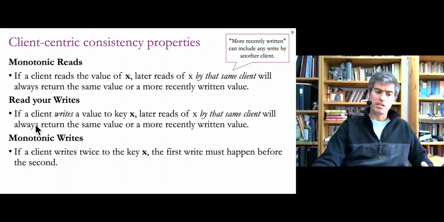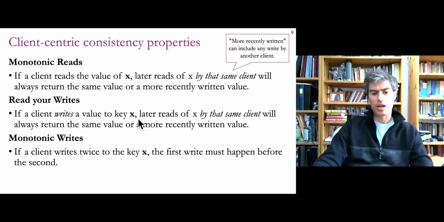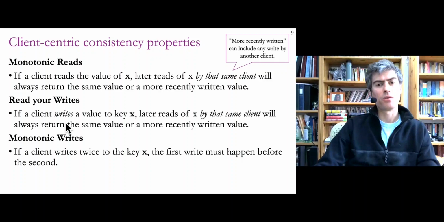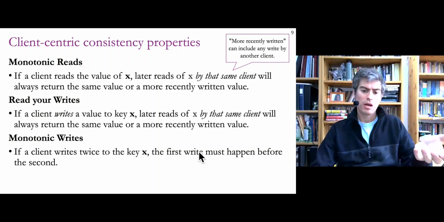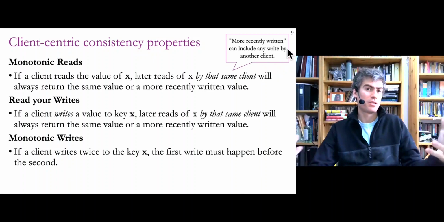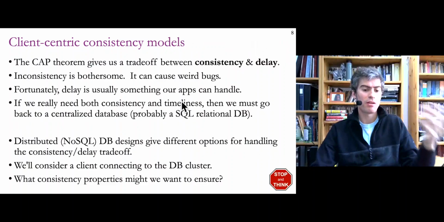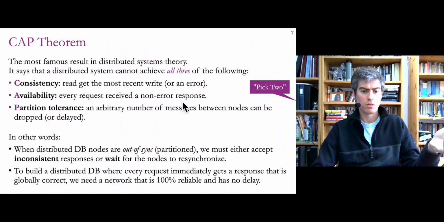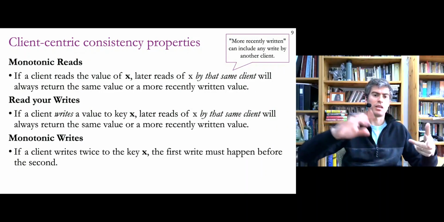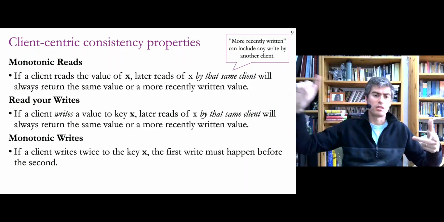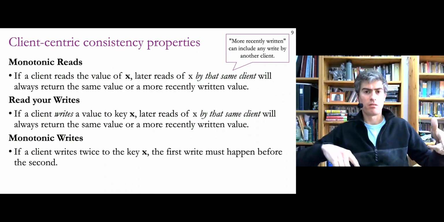Similarly, along the same lines, if a client writes a certain value to x and then later reads x, we would expect that client to get back the value that it wrote or to get a more recent value. Now, this more recently written value could be a value that another client wrote, because remember, this is a distributed system. There are going to be many clients. It's okay if I write a value and someone else writes a value, and then I do a read and I get that other person's value, as long as that other write was after my write. Okay?